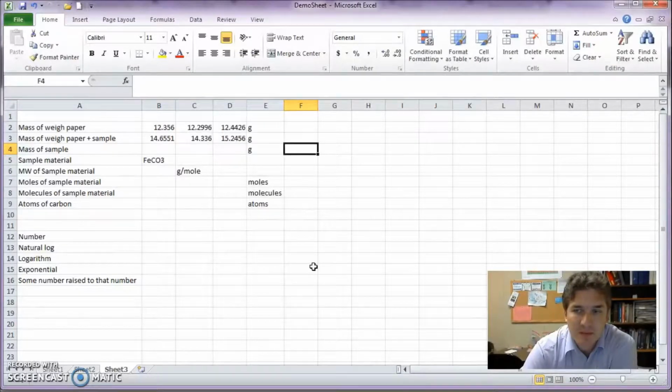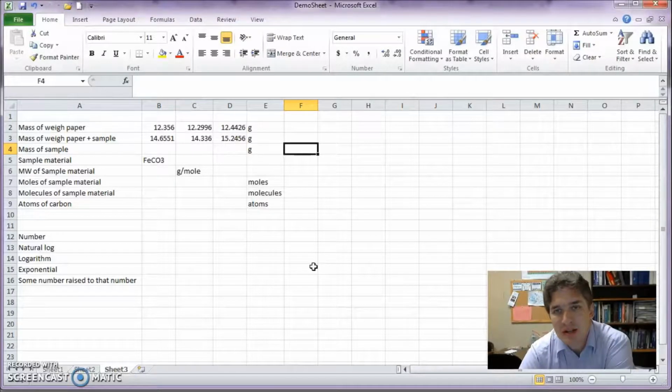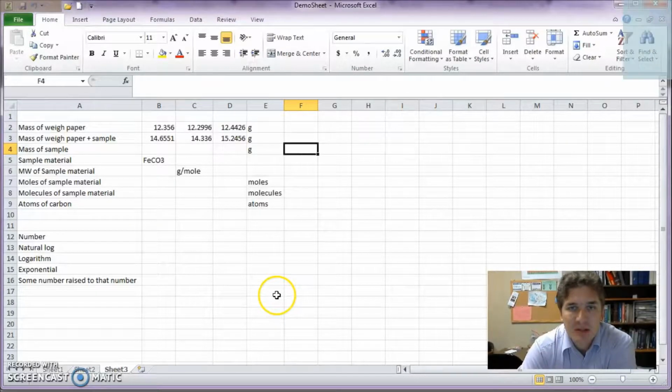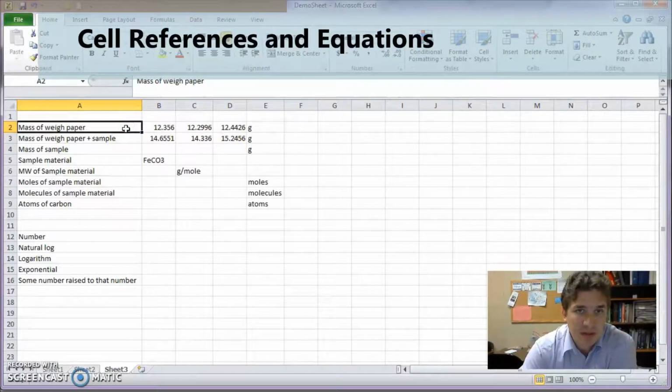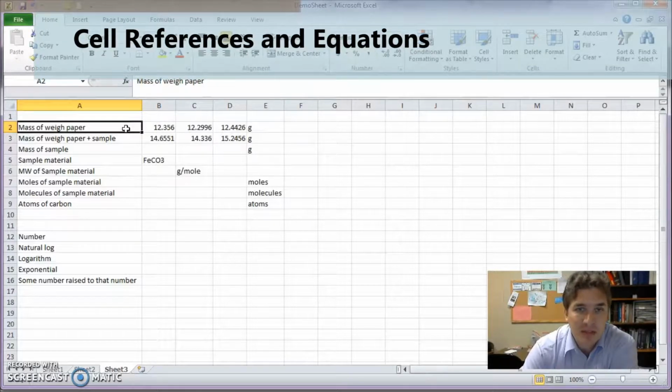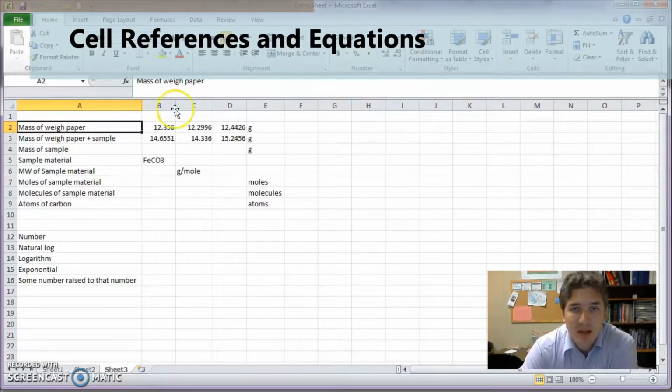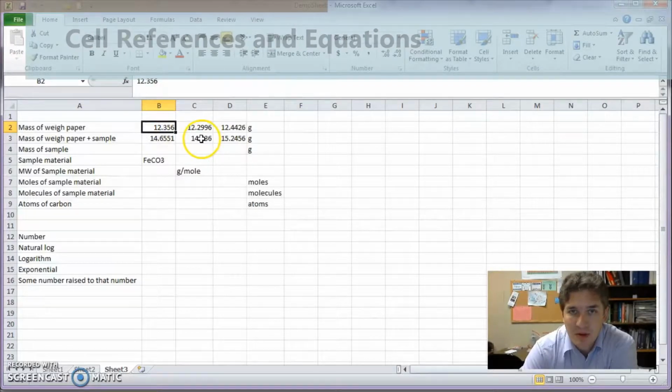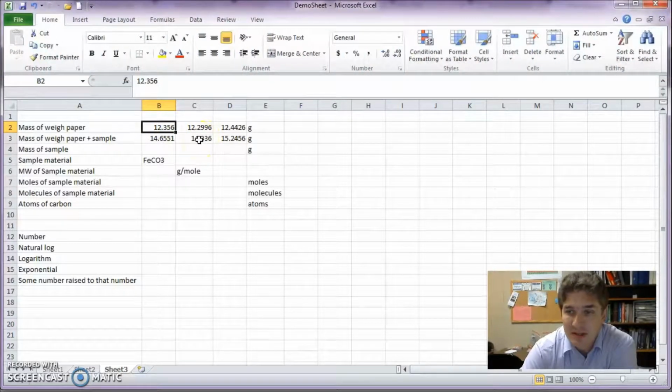So in our previous videos, we talked about how to enter text and how to format numbers. So let's talk about a practical use of the equations we've learned so far, as well as introduce this idea of referencing other cells. So let's say you're doing an experiment and you're looking at weighing out samples of iron 2 carbonate. Well, the scale in the lab has 4 decimal points, but you've got a mass of 12.3560, so when you enter it, it chopped off the 0.